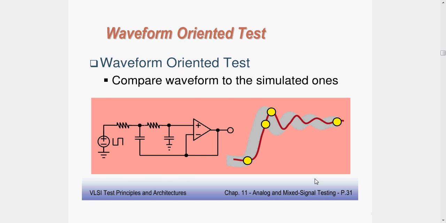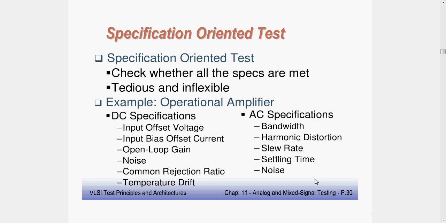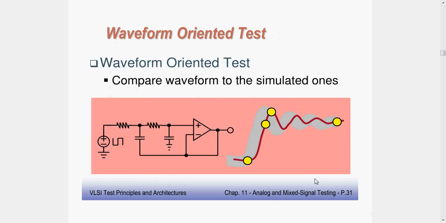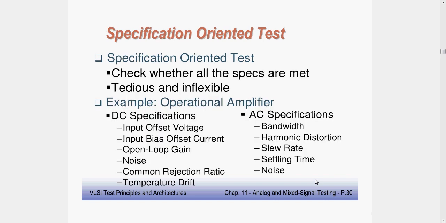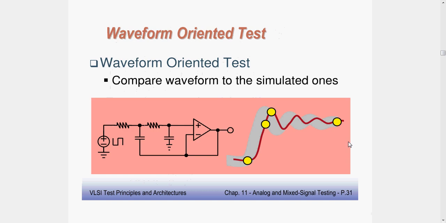The waveform oriented test is similar to the specification oriented test in a way, but different. In the waveform oriented test, we are mostly concerned about what the response is. In the specification oriented test, we are more focused on the different specifications or the different working parameters of the IC. In the waveform oriented test, we focus on the behavior of the particular circuit for a given input.